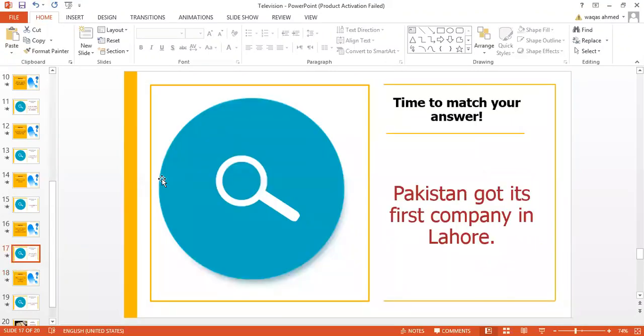Okay, can we confirm this answer from the book? Let me check this. The year in which Pakistan's first television company was started. Yes, November 26, 1964 in Lahore. Yes, I have confirmed this. Right.